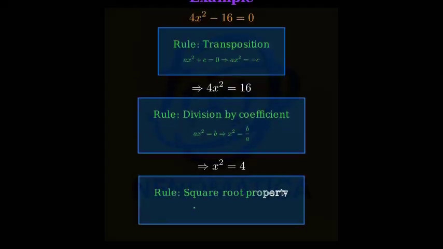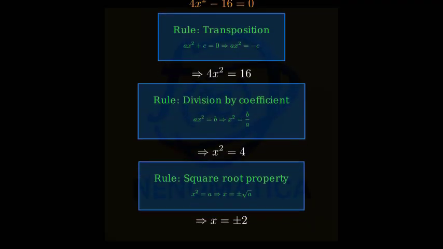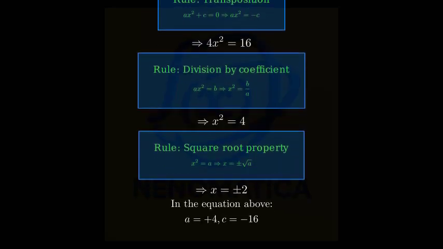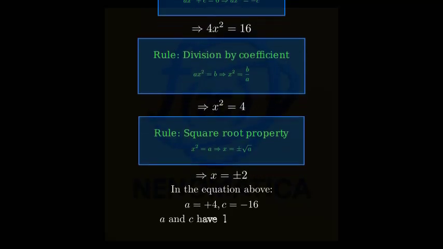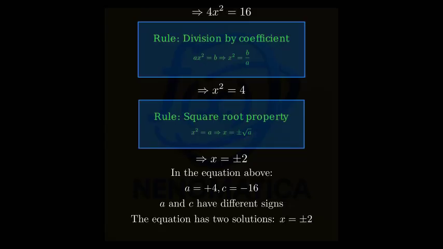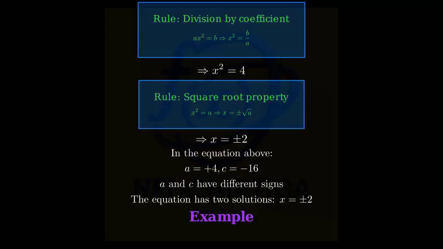Step 3. We take the square root of both sides. Remember that when we take the square root, we get both the positive and negative values. So x equals plus or minus 2. In the original equation, we can identify the coefficients. a equals positive 4 and c equals negative 16. Note that a and c have different signs, and the equation has two real solutions, x equals plus 2 or x equals minus 2. Let's move on to our second example.